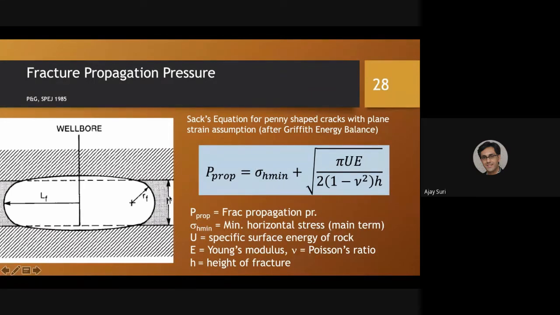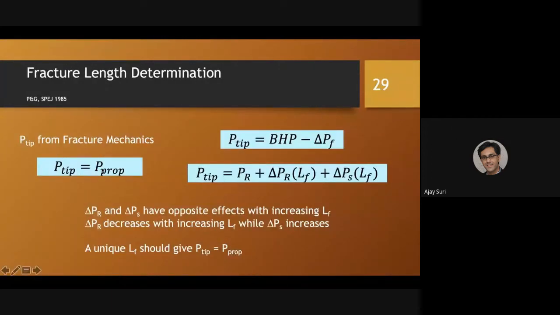If the strain energy release rate is less than the surface energy that you require, which is the dissipation of energy, then it would not propagate. So basically, if P propagation is less than P minus sigma h min, which is the driver, then it will not propagate. But anyway, once we get this estimated value, we know we need to have the tip pressure equal to this. So once I know that, then I know what pressure I require at the tip.